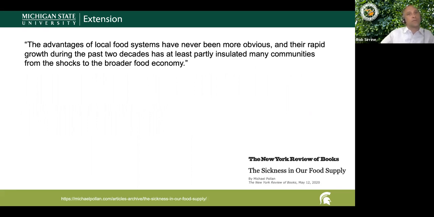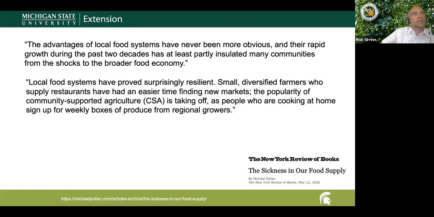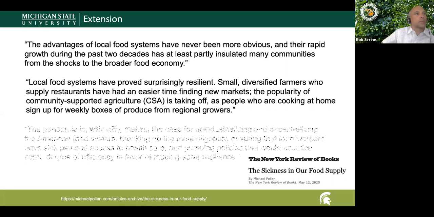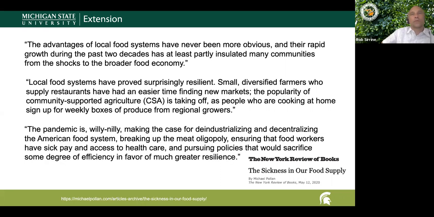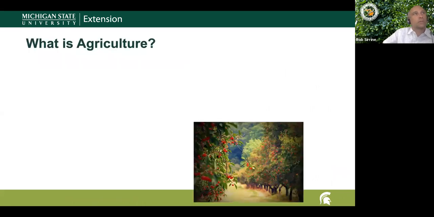So in terms of COVID, this is a book review in the New York Review of Books, May 12, 2020, by Michael Pollan. It says the advantage of local food systems has never been more obvious. The rapid growth during the past 2 decades has at least partly insulated many communities from the shocks. He talks about small, diversified farmers being resilient, community-supported agriculture, more people cooking at home. COVID itself is making a case for deindustrializing the food system, sacrificing some degree of efficiency for greater resilience.